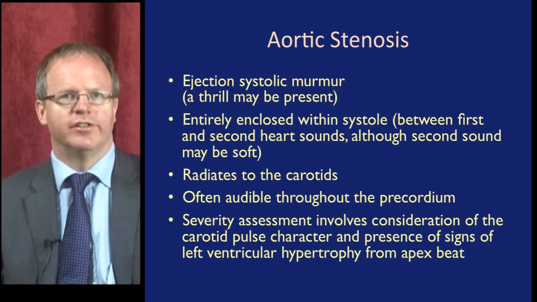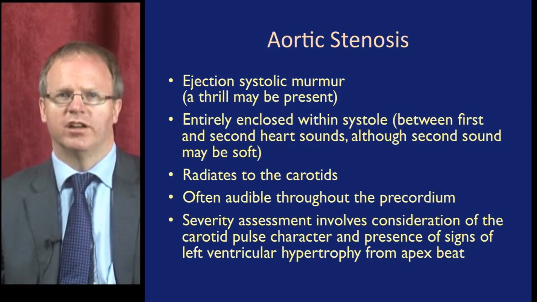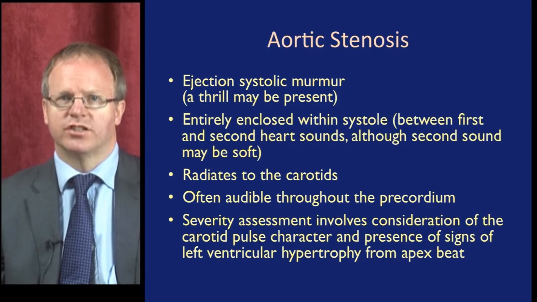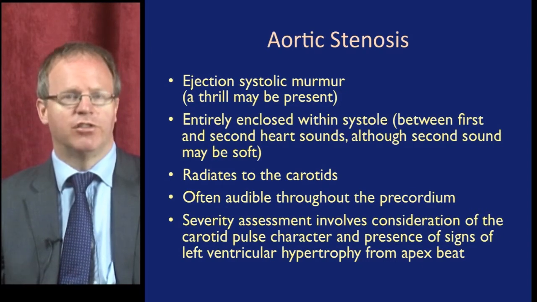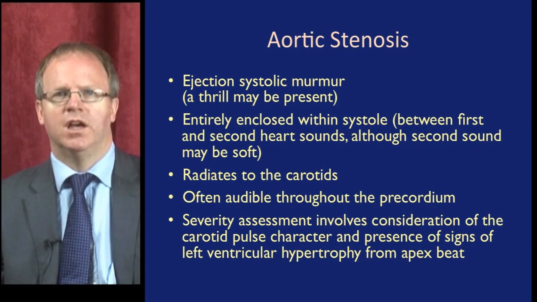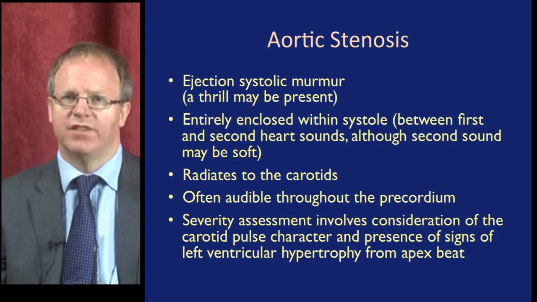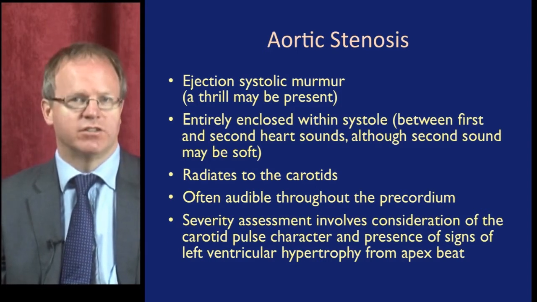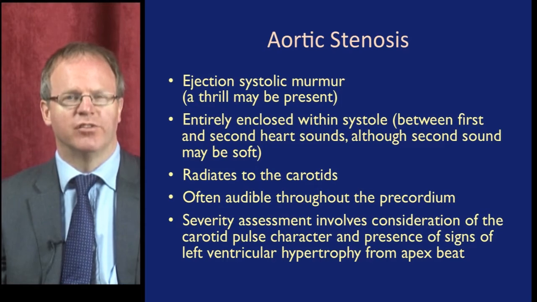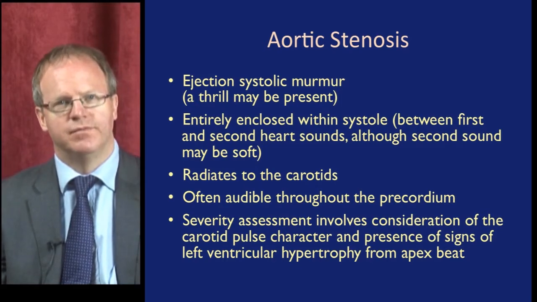Aortic stenosis is the easiest murmur to appreciate. It's an ejection systolic murmur that can often be heard throughout the precordium. It radiates up into the carotids and is entirely enclosed within the duration of systole. In the assessment of the severity of the stenosis, the characteristics of palpation of the carotid pulse are absolutely critical.